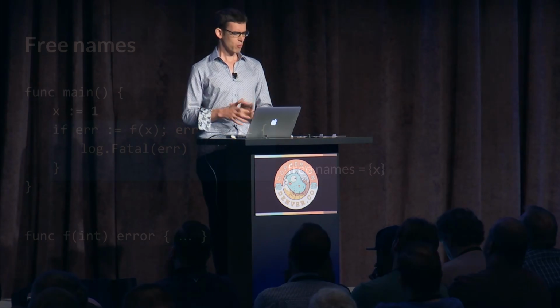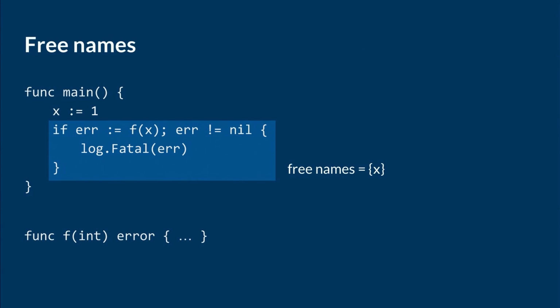And compilers compute free variables all the time. When you create an anonymous function in Go, the compiler has to figure out which variables need to be allocated in a closure. We're not strictly asking for the free variables. In this example here, we don't want to know about log.Fatal, because if we did that refactoring, log.Fatal would still be available in the file scope.